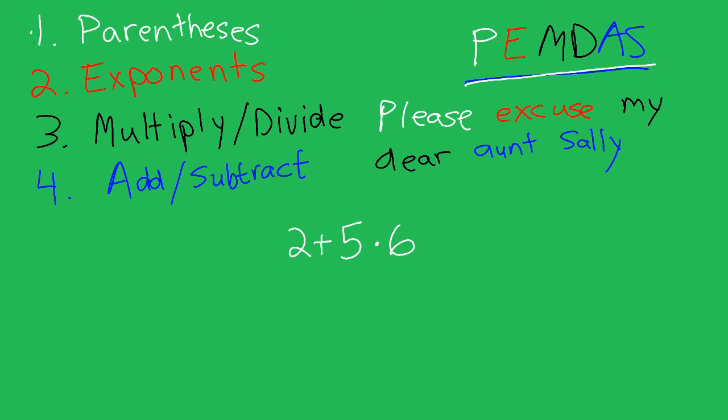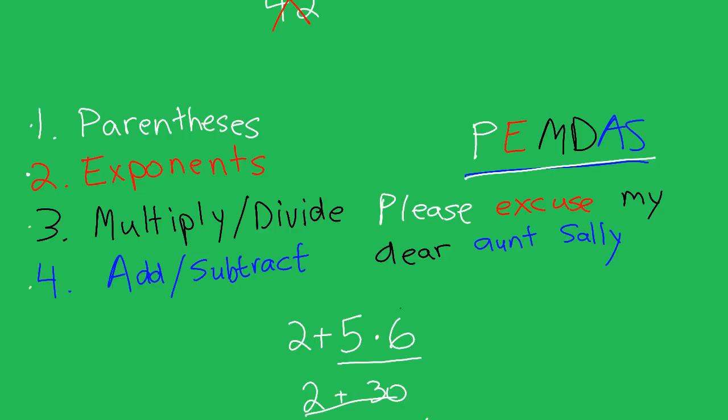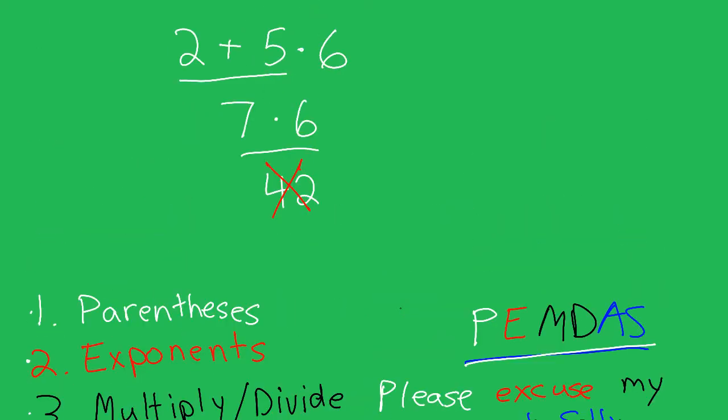So parentheses, there are none, so we can skip that. Same thing for exponents, but we do have a multiplication here. So we have 5 times 6, which equals 30. And then we do addition and subtraction. We have 2 plus 30 equals 32. So you see that the correct answer there is different from what we found going left to right, 42.